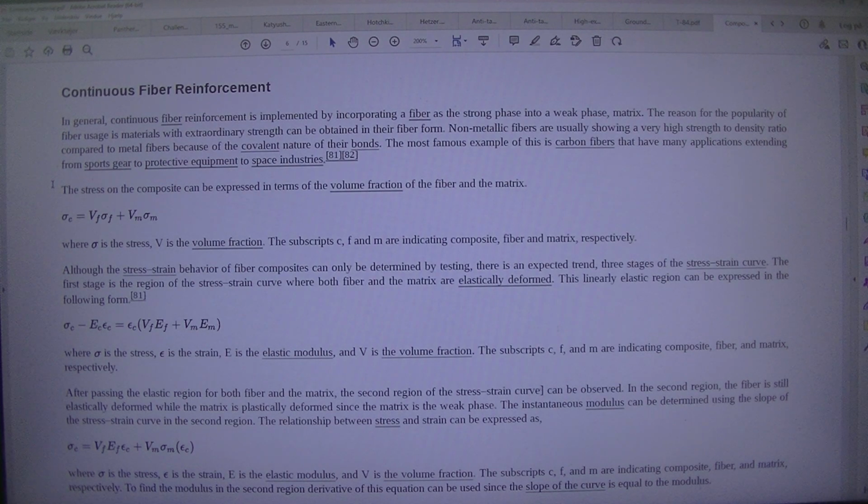The stress on the composite can be expressed in terms of the volume fraction of the fiber and the matrix, where σ is the stress and V is the volume fraction. The subscripts C, F and M indicate composite, fiber and matrix, respectively.